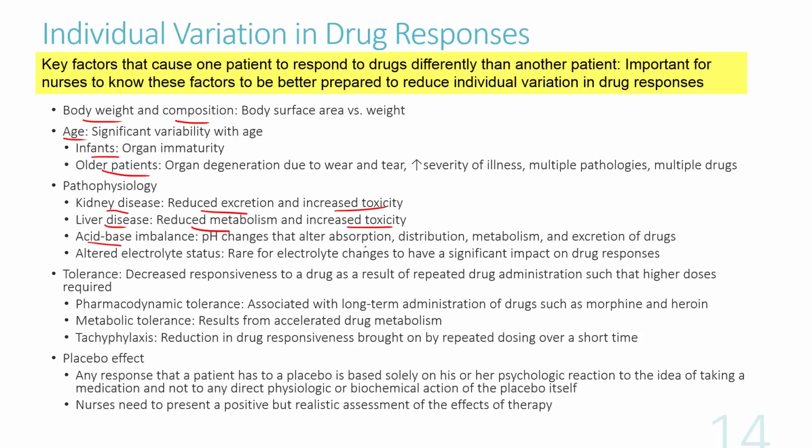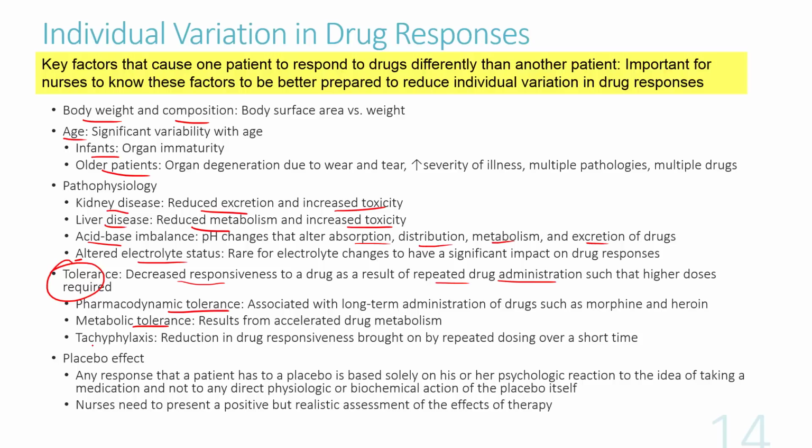Changes in acid base might also alter the four different pharmacokinetic processes. And then electrolyte status, it's rare for it to have a significant impact on drug responses, but there is that possibility there. We've also got tolerance, right? So tolerance, you've got it over here, is decreased responsiveness to a drug as a result of repeated drug administration, such that higher doses are required to get the same therapeutic effect. So you can have a pharmacodynamic tolerance, which will change the number of receptors that are present on the target cell. Okay, you can have metabolic tolerance, in which case the hepatic enzymes are increased, and so it's metabolized faster, and so you need more drug to have the same effect.